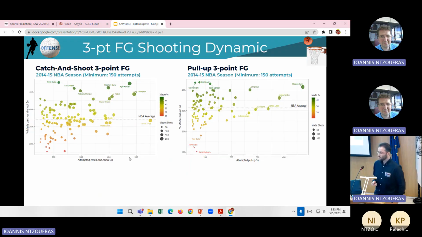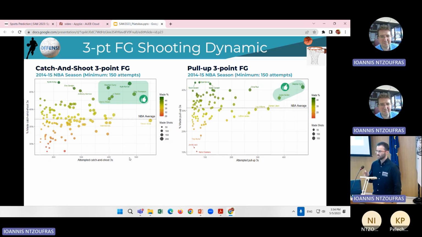Furthermore, we differentiate 3-point shots based on whether they are catch and shoot, meaning that a player shoots without dribbling, or a pull-up. Regarding the catch and shoot specialists, we see that among the best shooters were the Splash brothers, named Steph Curry and Klay Thompson, who had among the highest field goal percentages despite shooting at a high volume. As for the pull-up threes, we see that the best shooter both in frequency and accuracy was by far Steph Curry, followed by James Harden.